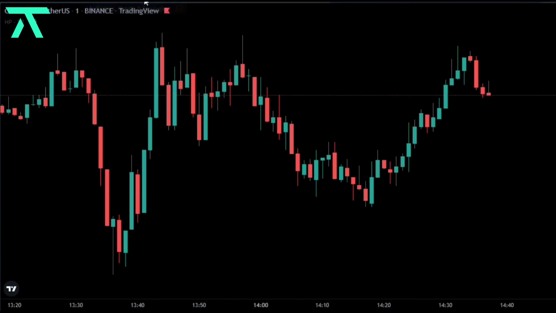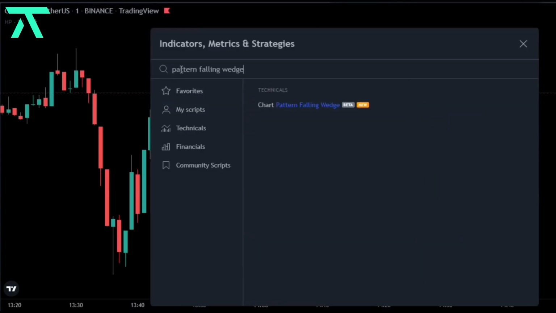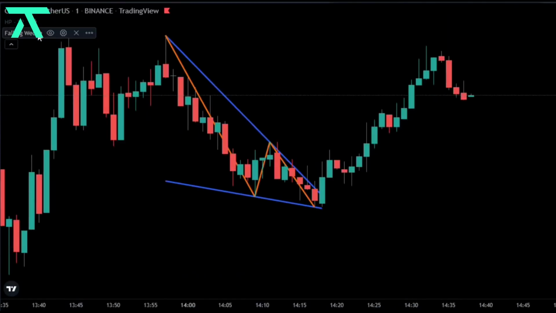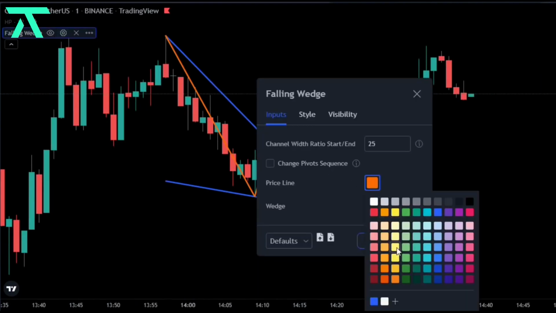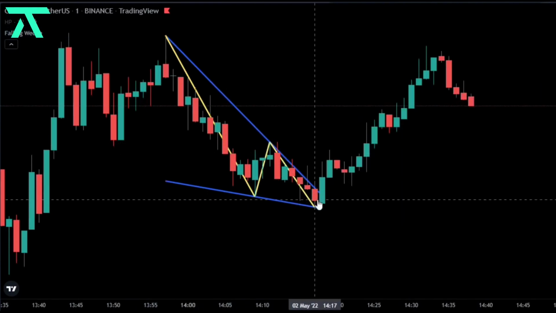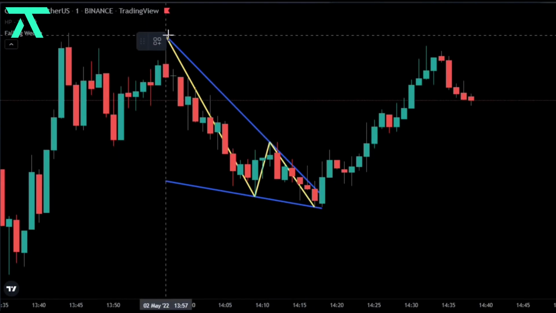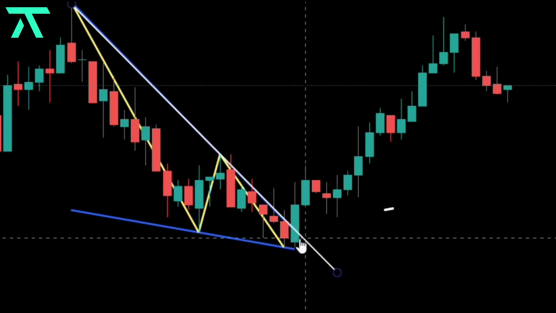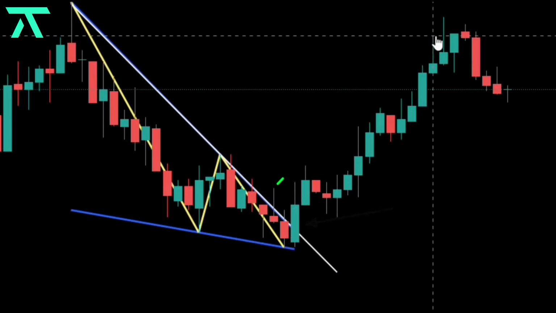Let's add the indicator to the chart. Search for pattern falling wedge here. Add this to the chart. I change the orange color to yellow. I draw a line to clearly identify the upward price break. Here the trend line is broken and the price has risen sharply.